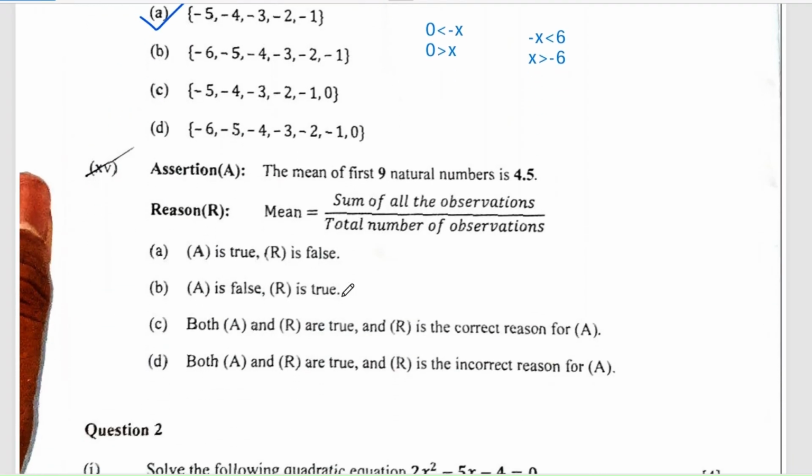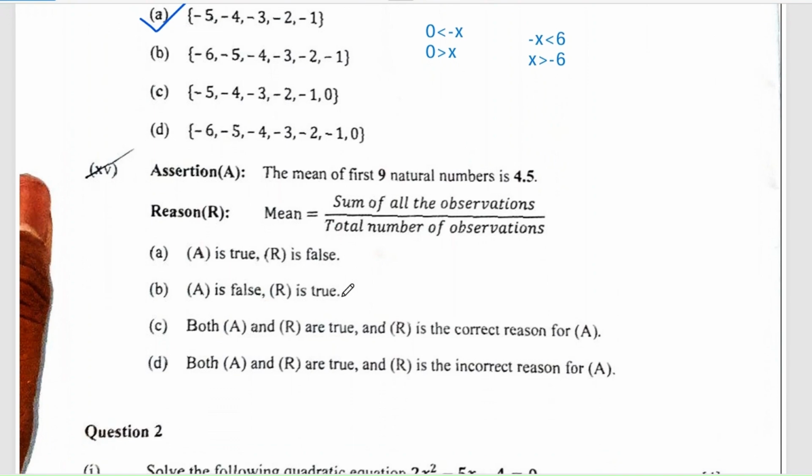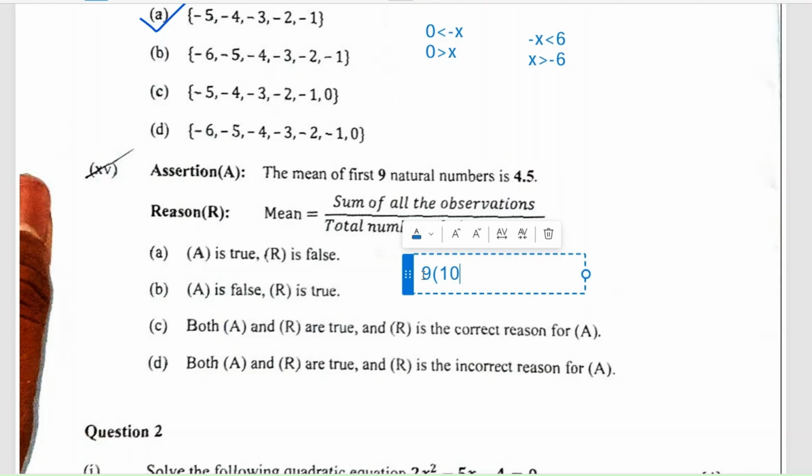Assertion A: the mean of first 9 natural numbers is 4.5. Mean equals the sum of all the observations divided by the total number of observations. This is correct, and the reason is correct. Here, the mean of first 9 natural numbers: we know that the sum of n natural numbers is n into n plus 1 by 2. So the sum of 9 natural numbers is 9 into 9 plus 1, that is 10, by 2, which equals 45. The sum of observations is 45.